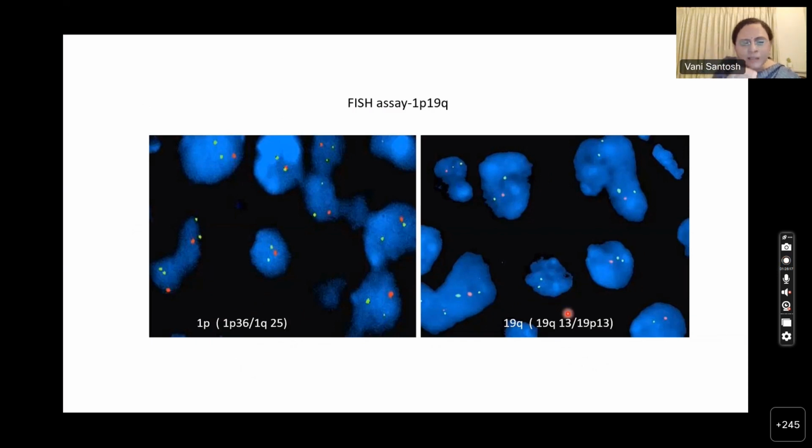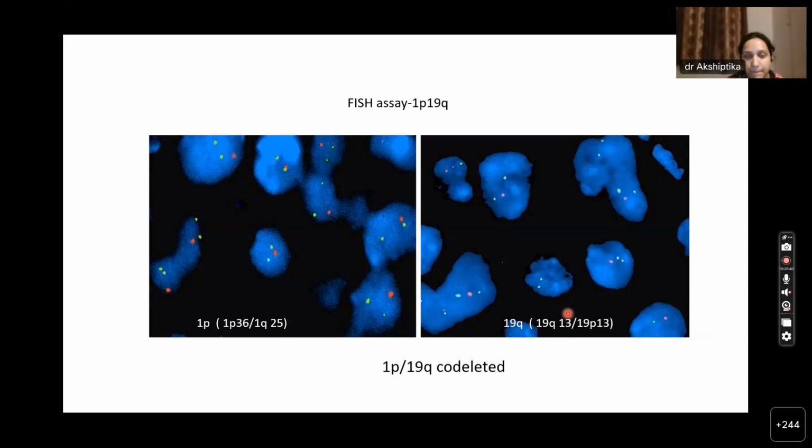Now, if you see less than two orange signals for 1P and for 19Q, it may be one orange or nil orange, in more than 40% of the tumor cells, then you call it as co-deleted. So in this case, 1P and 19Q is co-deleted. Did you understand? Don't bother about which probe we use and all. It may be a bit too much for you at this level in your MD. Just remember, we have to do a FISH test for 1P19Q assay and demonstrate 1P19Q co-deletion. Did you get that? Did you understand that?